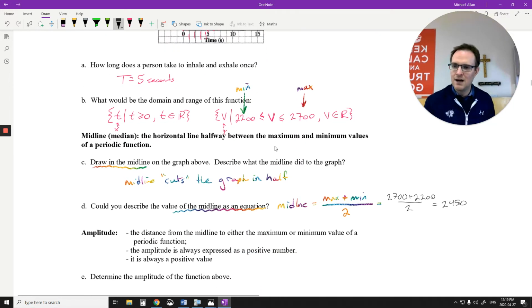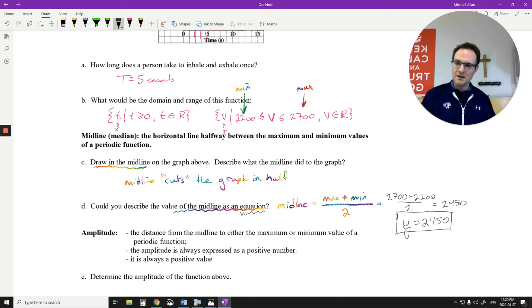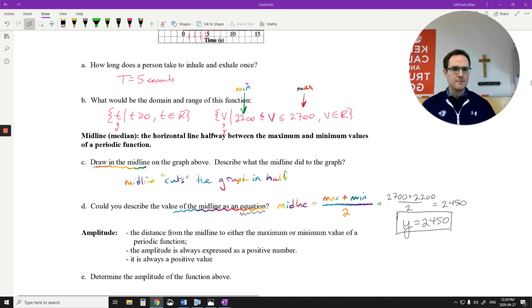Now, I want to represent this as an equation of a midline. Because it's horizontal, the equation of a midline is always y is equal to 2450. So y is equal to 2450 makes it a horizontal equation. When we talk about that in polynomials, this is what we call a constant graph, a graph that is just a straight line across. You could just plug that into Desmos and you can get the same result too.